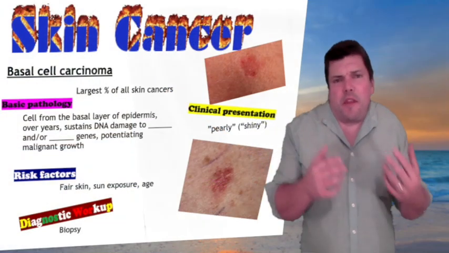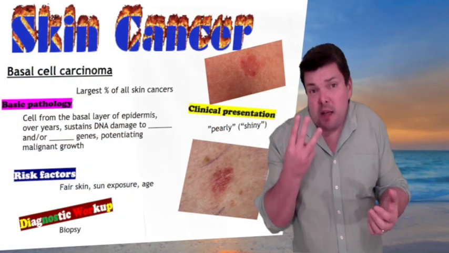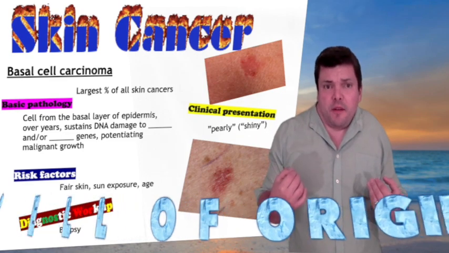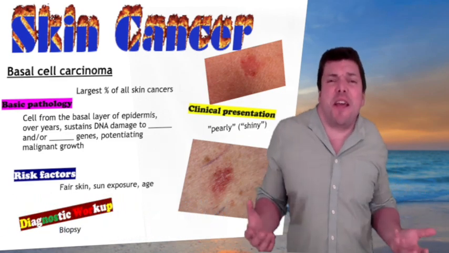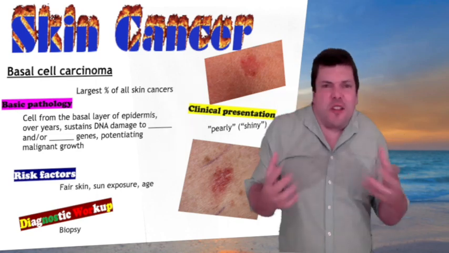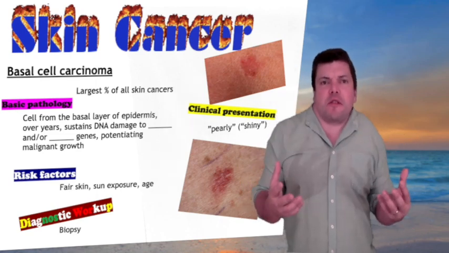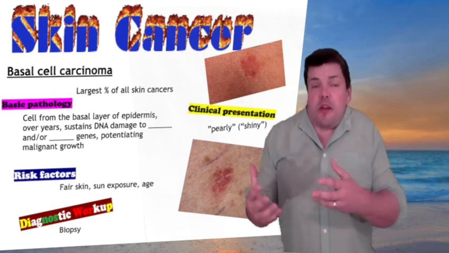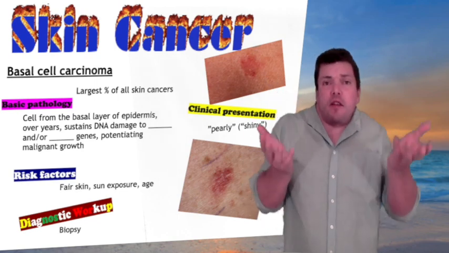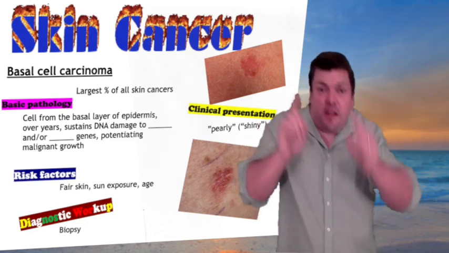The most important thing to know about your three most common forms of skin cancer is the cell of origin. And the nice thing is, it's in the name. Basal cell carcinoma originates within the basal cell of the epidermis. Just like every other cancer we have learned about, it involves mutations, DNA damage to oncogenes and tumor suppressor genes. Throw those things out of balance, and bada bing, you got cancer.